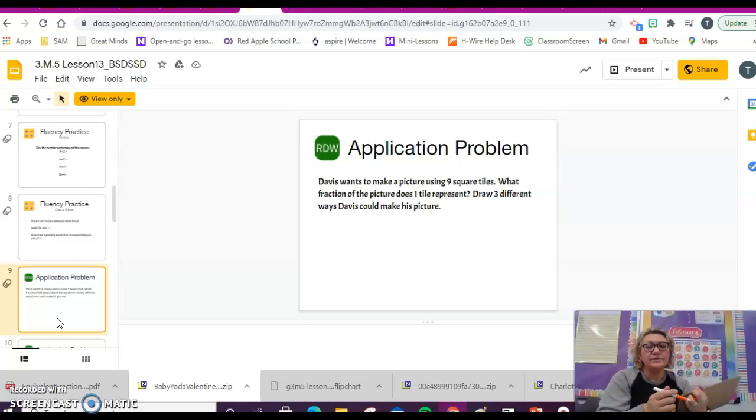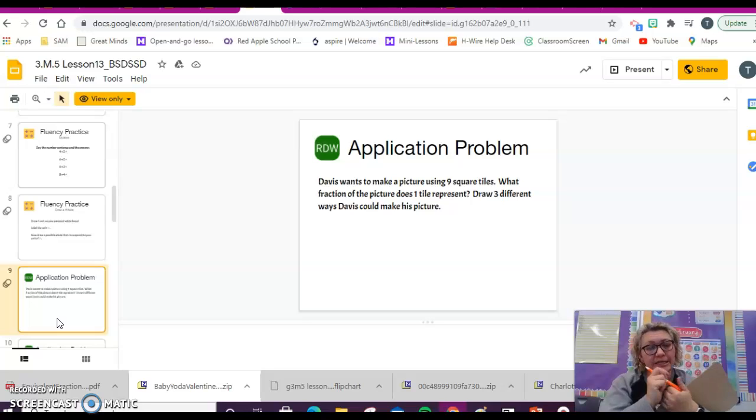Okay, now, so Davis wants to make a picture using 9 tile squares. What fraction of the picture does 1 tile represent? Draw 3 different ways Davis could make his picture. This is like on our end of module test. Okay, we're going to make 3 different ways Davis could make his picture. So he wants to use 9 tile squares. So we're going to think of 3 different numbers that are a factor of 9.